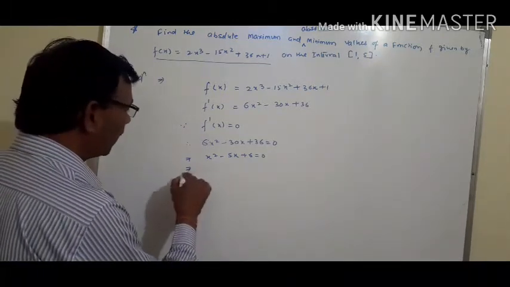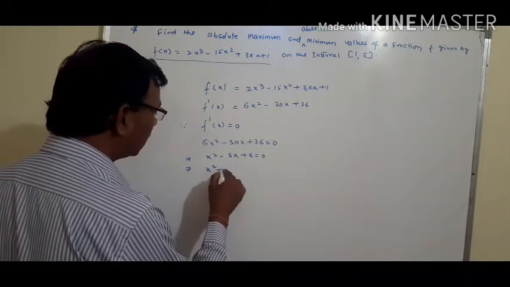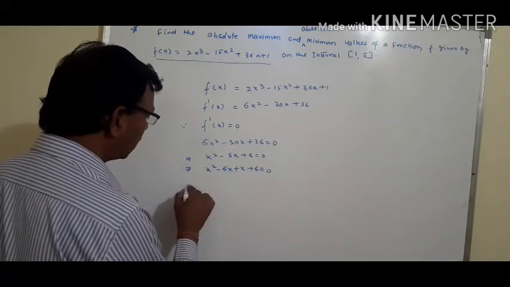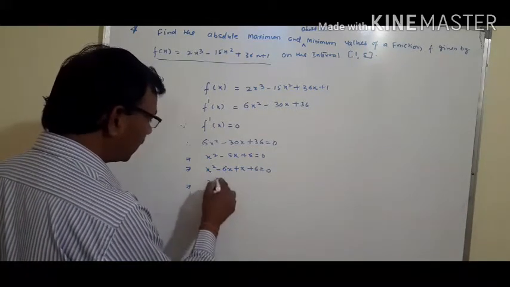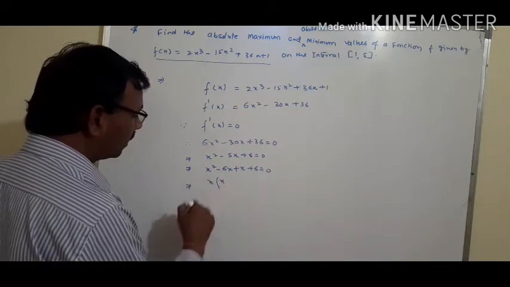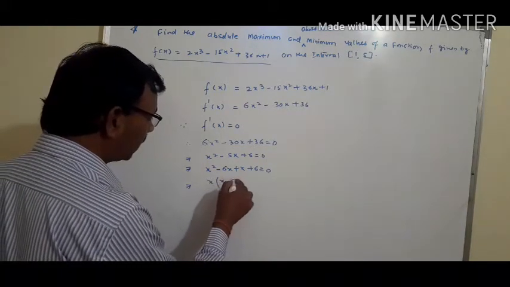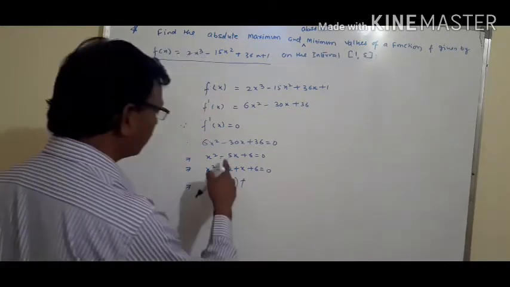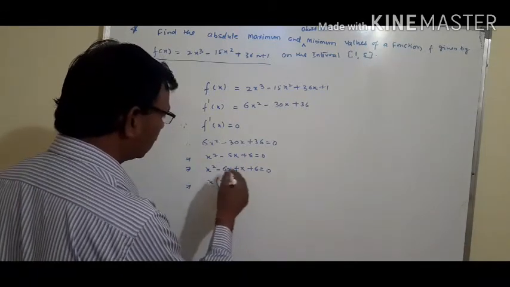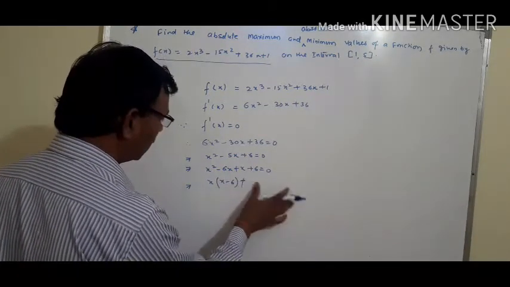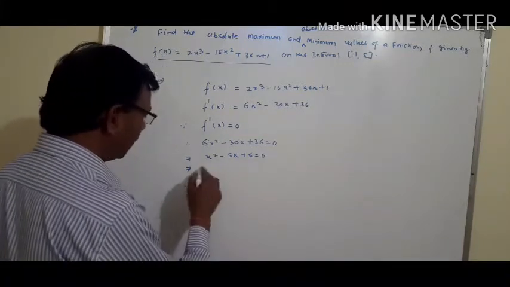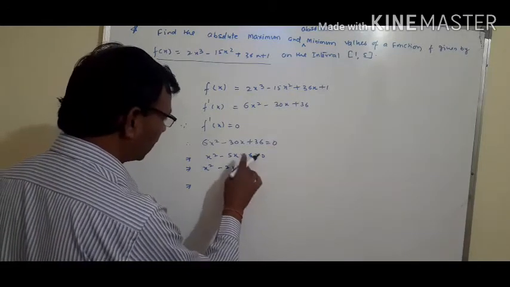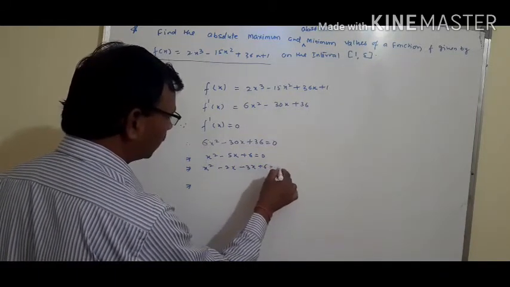What will the factors be? x square minus 6x plus 1x plus 6 equal to 0. Taking x common from the first two terms, x minus 6, and taking minus 5... 3 2s are 6, 5. This is not the factor, it is wrong. The actual factorization will be x square minus 2x minus 3x plus 6 equal to 0.